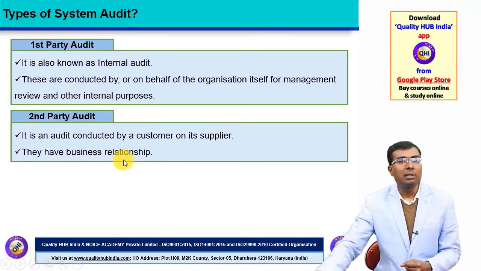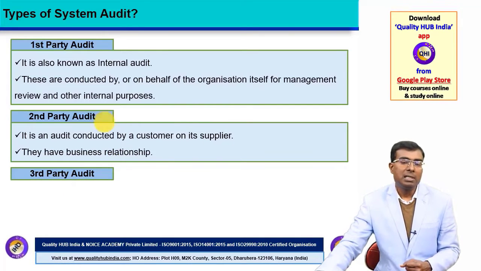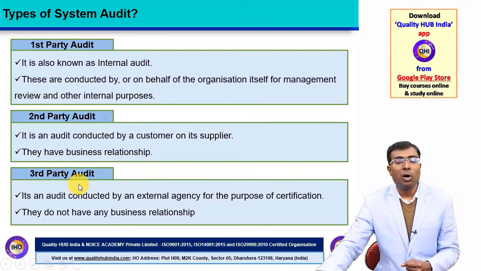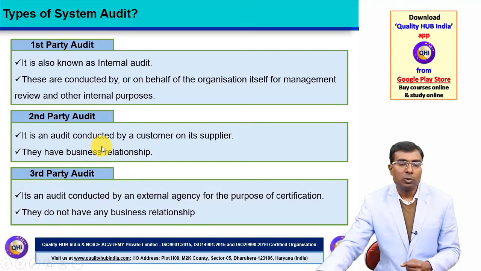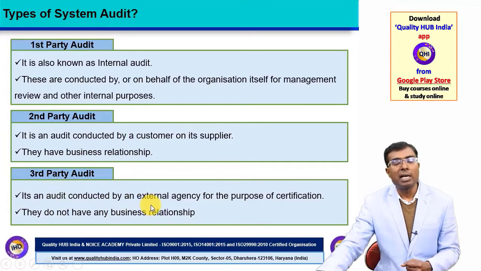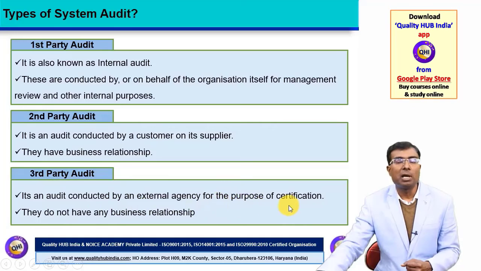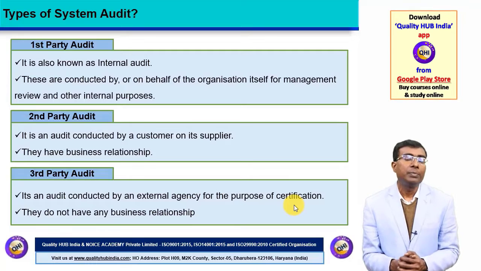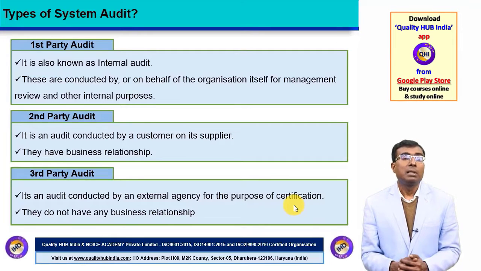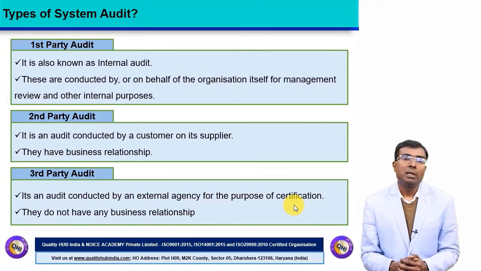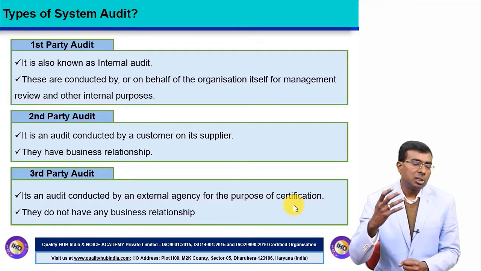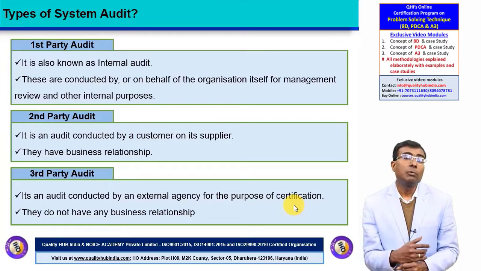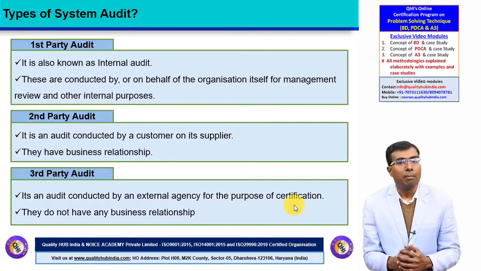Now let's go to the third one, which is third party audit. Since in second party audit we have a business relationship, in third party audit there would not be any business relationship. This is an audit conducted by an external agency for the purpose of certification. There are multiple certification agencies. They would come to your organization, and they do not have any business relationship with you. They would come to audit different management systems. They would conduct the audit independently, and if you qualify, they would issue you a certificate of compliance.